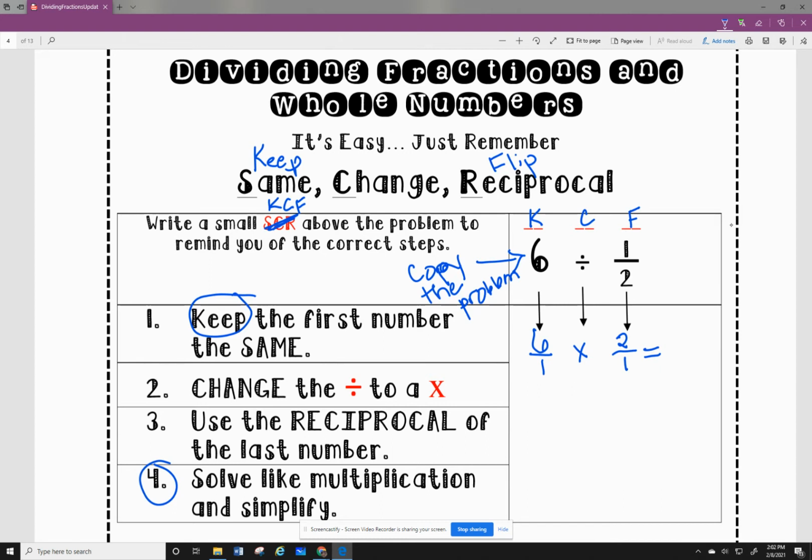And then I solve my multiplication like I always have, and then I simplify at the end, because we always simplify our fractions at the end. So in this case, I have 6 times 2 is 12, and then 1 times 1 is 1. And I know that this is like a division problem. 12 divided by 1 is 12. So my final answer for 6 divided by 1/2 is 12. And I did that by changing my division problem into a multiplication problem using keep, change, flip.